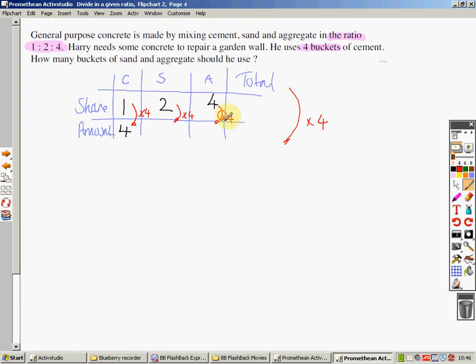So, 2 times 4 is 8, 4 times 4 is 16. Add these up, 1 add 2 add 4 is 7. 7 times 4 is 28. 4 and 16, 20, add the 8, 28. I know I'm correct. Nice question there.